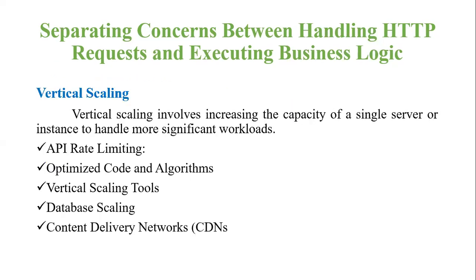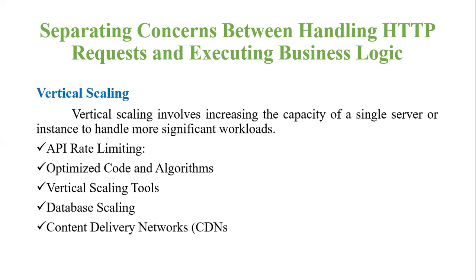Next one is vertical scaling. Vertical scaling involves increasing the capacity of a single server or instance to handle more significant workloads. And it has some key limits. First one is API rate limiting. Implementing rate limiting on API endpoints controls the number of requests a single client can make within a specific time frame. This prevents individual clients from overwhelming the server and allows for fair resource allocation.